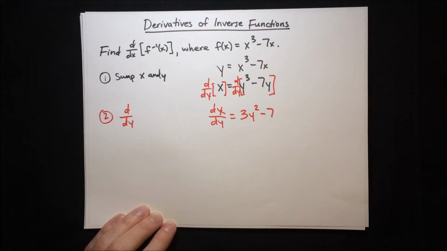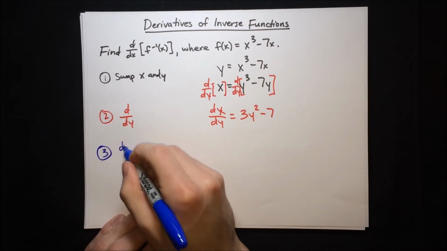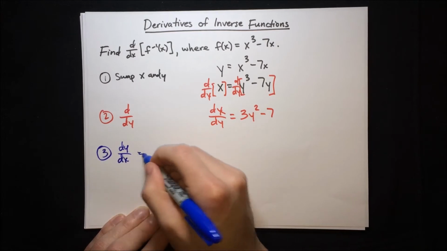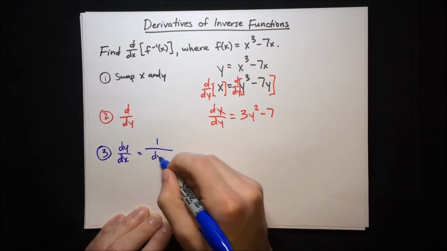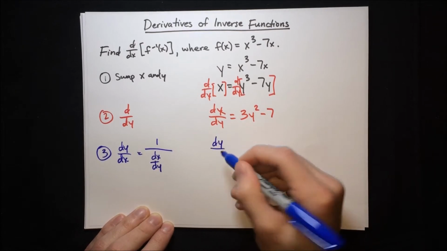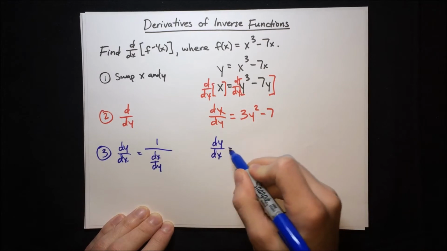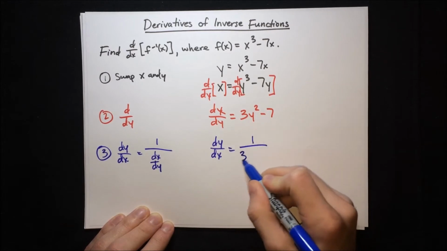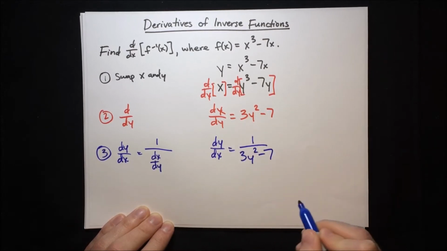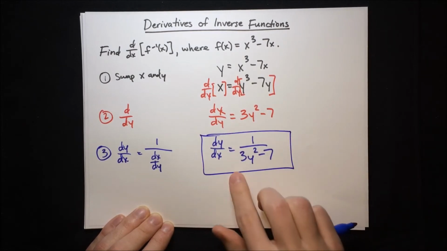All right, and now our last step, step 3, is to say that dy/dx is 1 over dx/dy. So we just have to flip both the left and right hand side here. dy/dx is 1 over 3y squared minus 7. And there we go. That's the derivative of our inverse function.